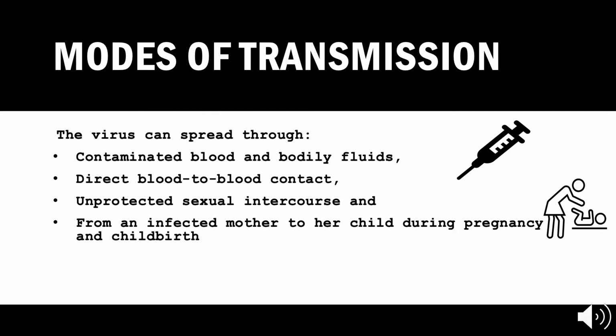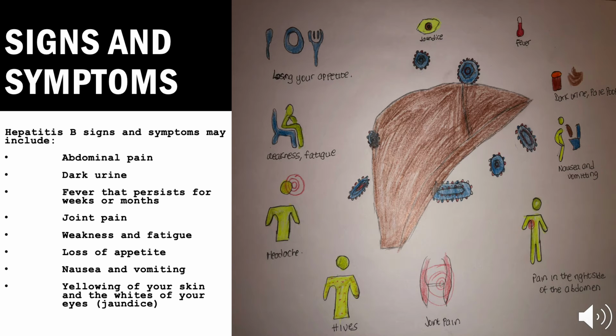Now, I'm going to be talking about the modes of transmission. How does the virus spread? The virus can spread through contaminated blood and bodily fluids, direct blood-to-blood contact, unprotected sexual intercourse, and from an infected mother to a child during pregnancy and childbirth. Signs and symptoms. Hepatitis B signs and symptoms may include abdominal pain, dark urine, fever that persists for weeks or months, joint pain, weakness and fatigue, loss of appetite, nausea and vomiting, yellowing of the skin and white of your eyes, which is also known as jaundice.